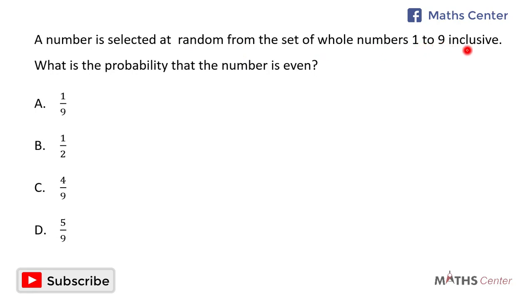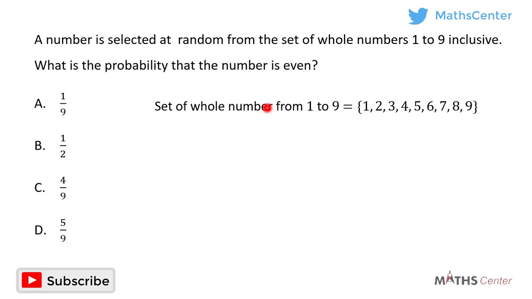The question tells us that a number is selected from the set of whole numbers from 1 to 9 inclusive. What that means is that 1 and 9 are included. We are going to find the probability that the number that will be selected will be an even number. The set of whole numbers from 1 to 9 are 1, 2, 3, 4, 5, 6, 7, 8, 9. So we can see that there are 9 members in this set.